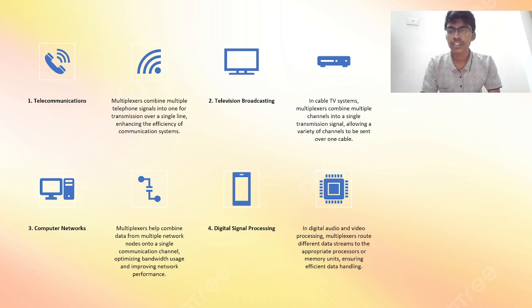Its application in computer networks is as follows. It helps combine data from multiple network nodes onto a single communication channel, optimizing bandwidth usage and improving network performance. Another major real life application of multiplexers is digital signal processing. In digital audio and video processing, multiplexers route different data streams to appropriate processors or memory units, ensuring efficient data handling. I hope the major applications of multiplexers in telecommunication, television broadcasting, computer networks and digital signal processing are clear from the displayed picture.